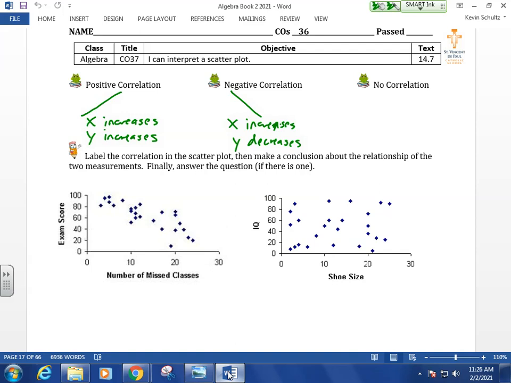Anyone have any other possible negative correlations? Well, we'll get to some then. Okay, we'll get to some.